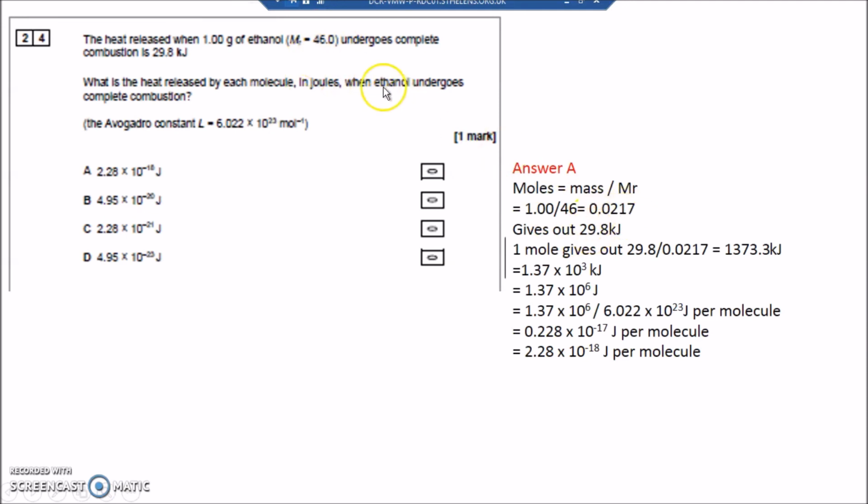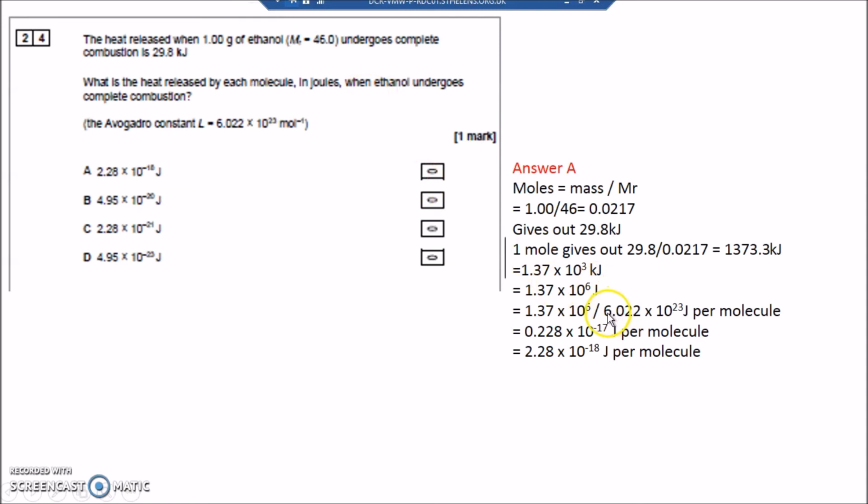Now 0.0217 moles gives out 29.8 kilojoules. So 1 mole, if I divide the 29.8 by 0.0217, I'm going to work out how many kilojoules of energy would be given out if I had a whole mole. 1 whole mole, and that's in kilojoules. Now this value needs to be in joules, because it says in joules there. So to get kilojoules down into joules, I'm going to multiply by 1000. So multiply by 1000, 1.37 times 10 to the 6, and then it wants to know per molecule.